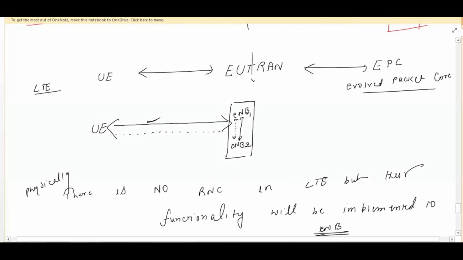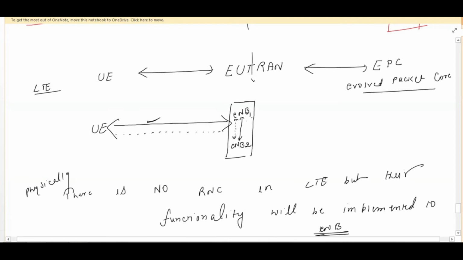And one eNode B can communicate with another eNode B by exchanging the signaling information or user traffic information. Now, when will they communicate and how will they communicate, all these things we'll see in the handover. I'm not teaching the handover, but during handover, your eNode B1 can communicate with eNode B2 by forwarding the user data, and obviously to perform the handover, a signaling process is required between one eNode B and another eNode B.